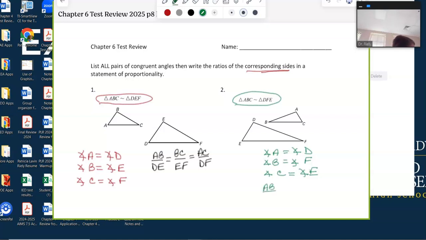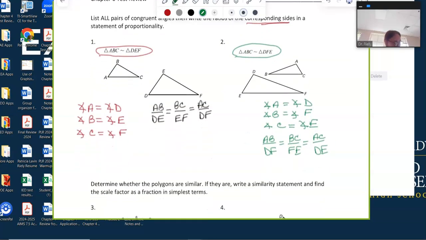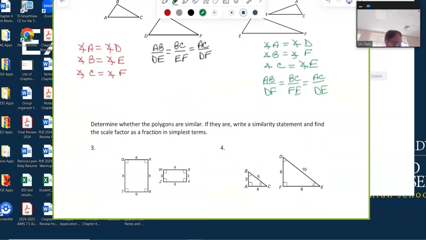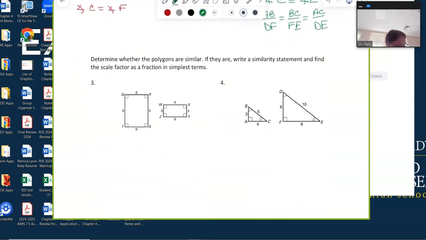Okay, then you're going to do your sides as a proportion. So AB is to DF, just like BC is to FE, just like AC is to DE. Okay, and those two are done. We've done a lot of practice with that, so you should be actually pretty good with this.